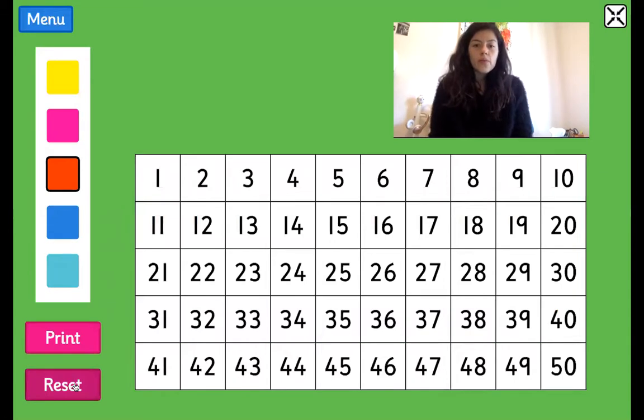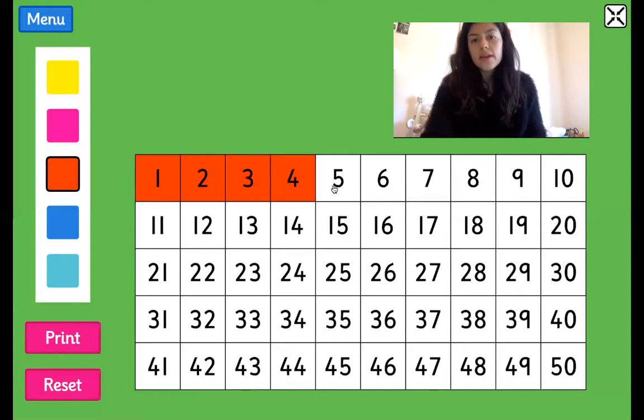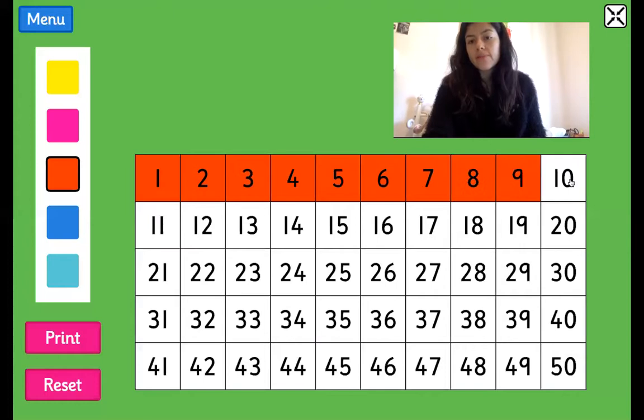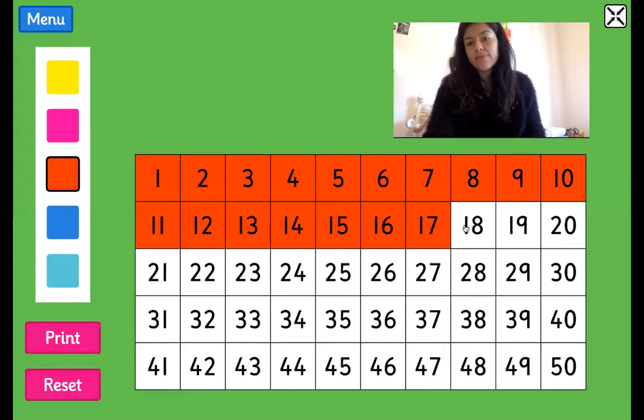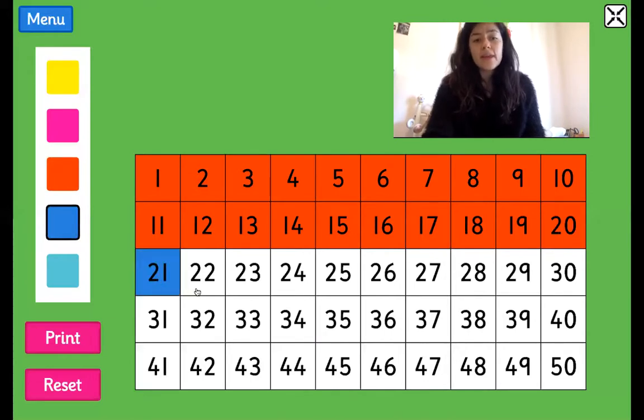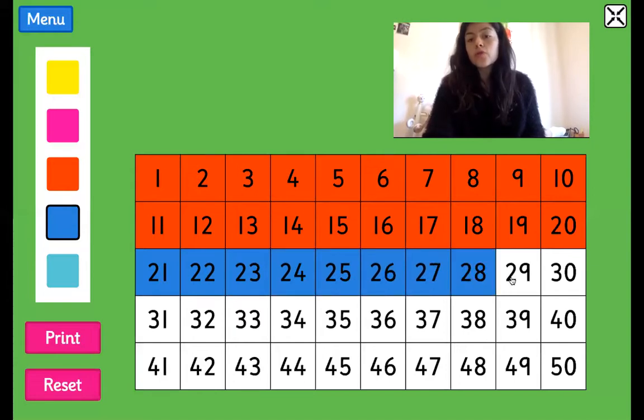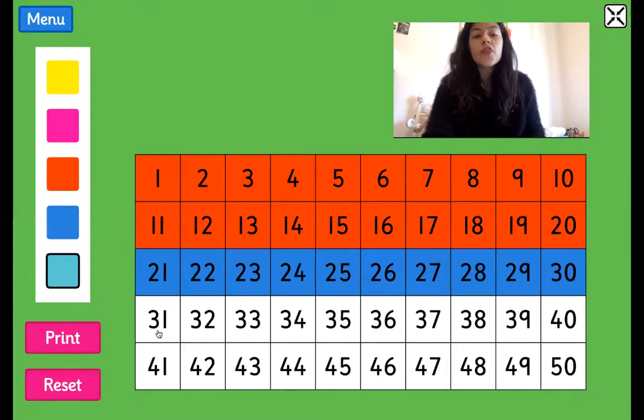Now, as you may recall, when you look at your 100 square, each number has its own family. So this here is the ones family. This here is the teens family. This here is the 20s family. Do you notice how the 20s family always starts with 2, 2, 2, 2, 2 for 20? This here is the 30s family. The 30s always start with the number 3.